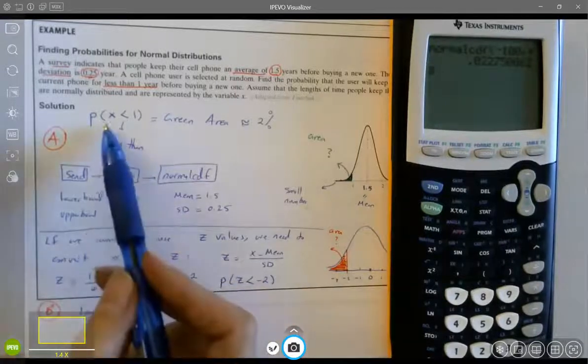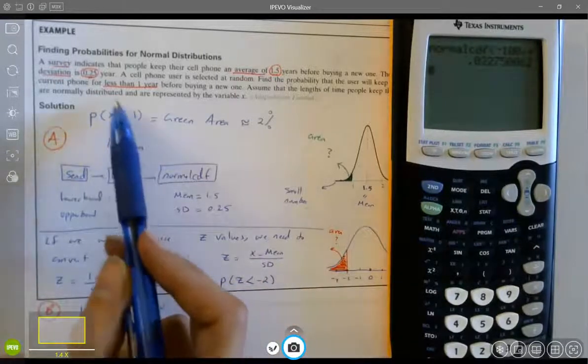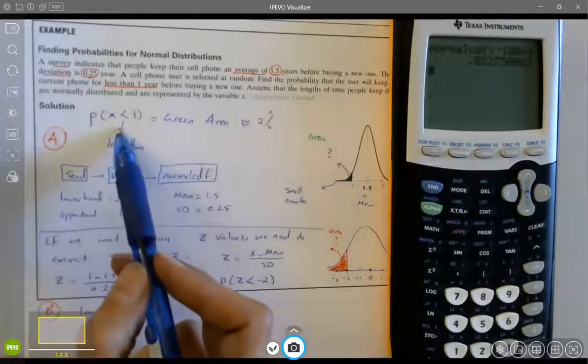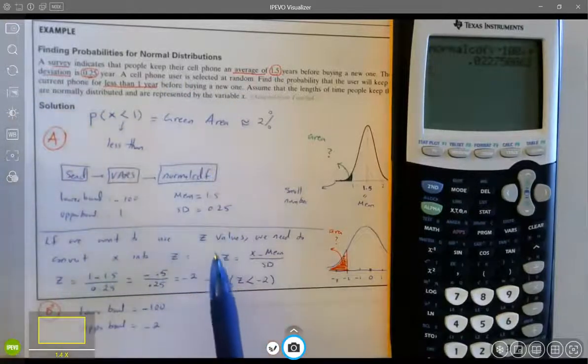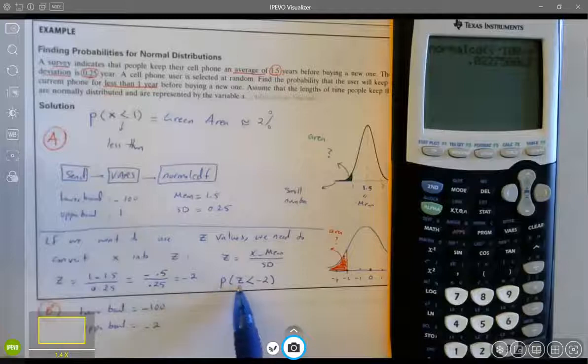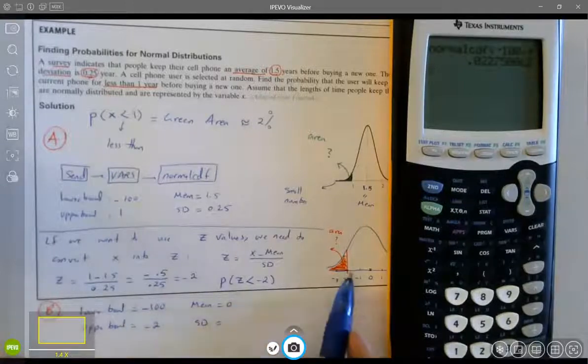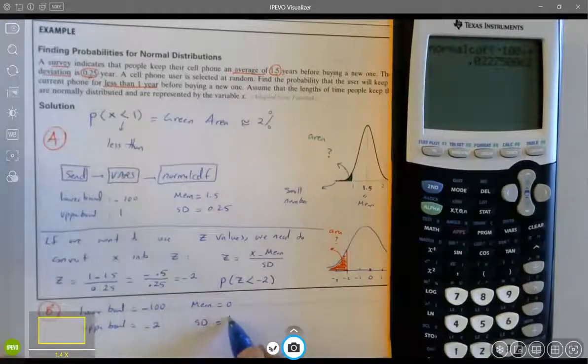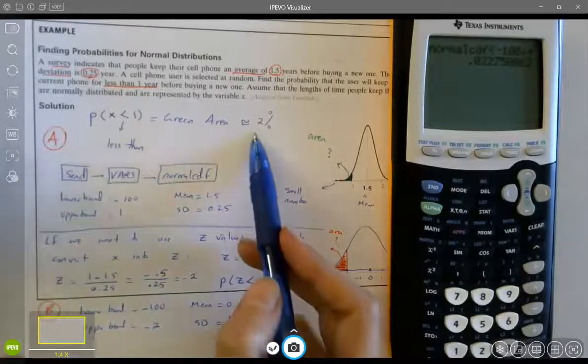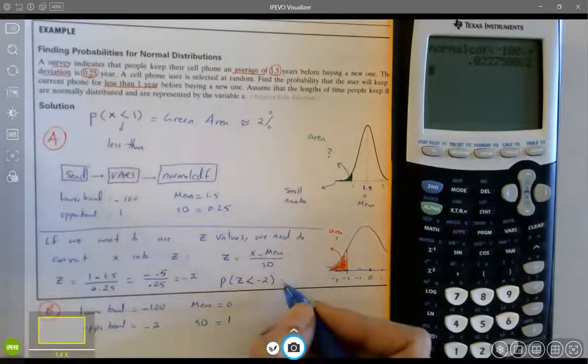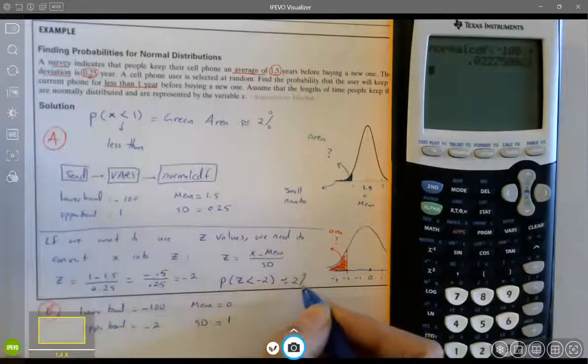It was X. If we want to keep the original data, we use X. If we want to convert that into standard normal distribution, we use Z. And here, the mean of a standard normal distribution is 0, and the standard deviation is 1. And as you saw, the area is almost 2%.